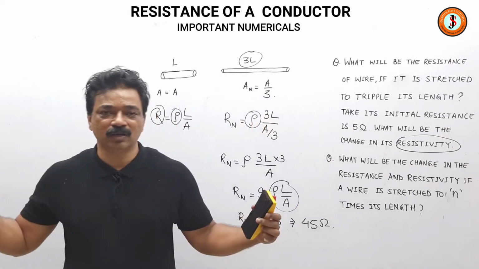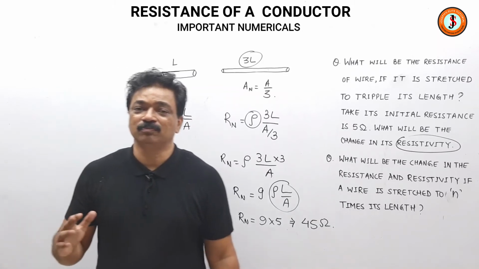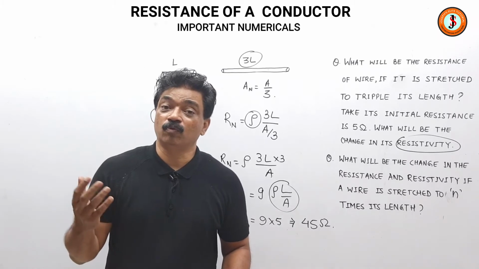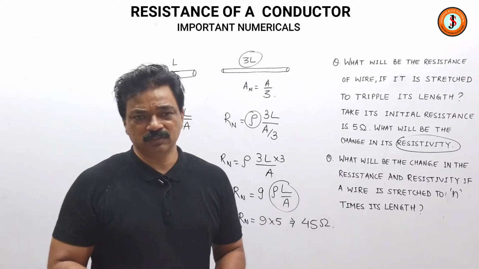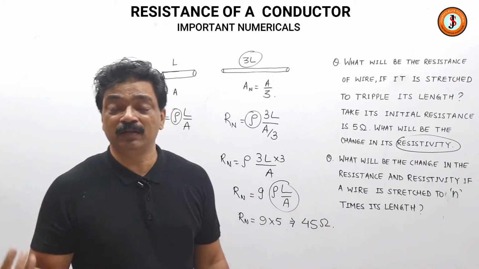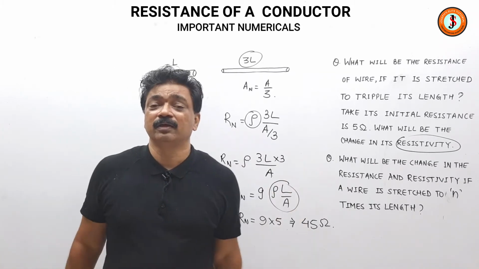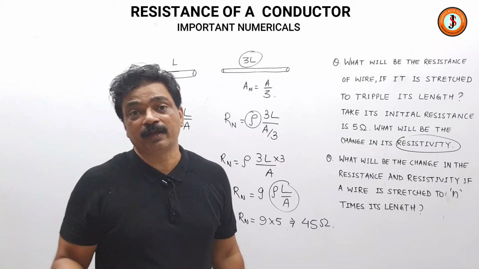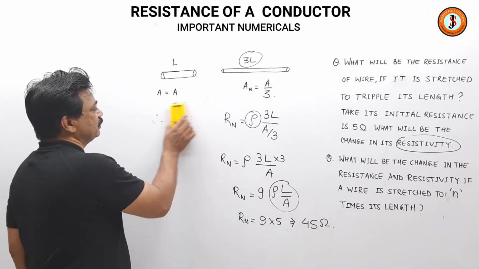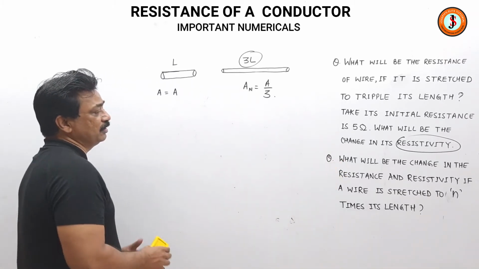Now just to sum it up, they will ask you simply, there is a trick. If a wire is stretched to double its length, 2 times, then the resistance will become 2 square times. That means I have to multiply the original resistance by 4. If it is stretched 9 times, then the resistance will increase 9 square, 81 times. If a wire is stretched to 5 times the length, then the resistance will become 5 square times. So 5 square is what? 25 times. So we can actually derive a formula, and that is why I have intentionally given a question where we can get a formula.